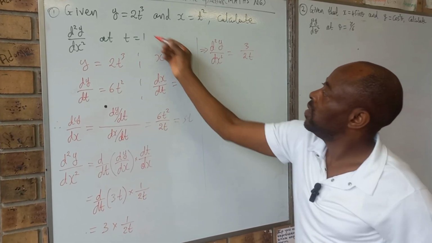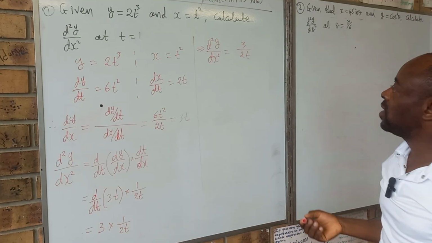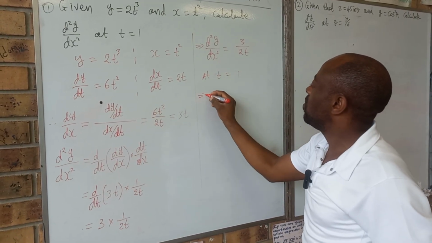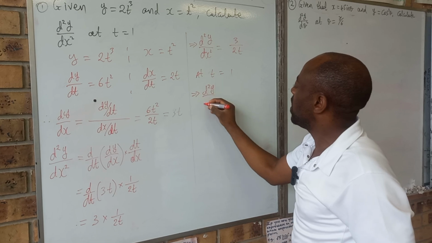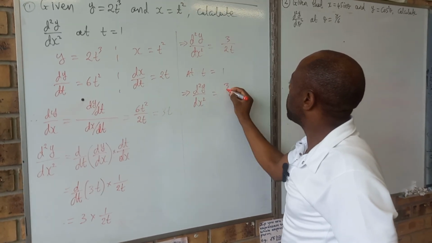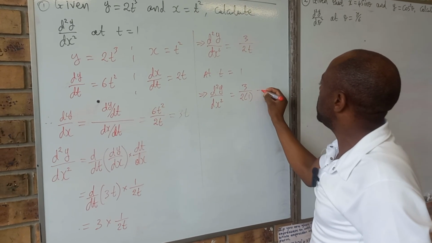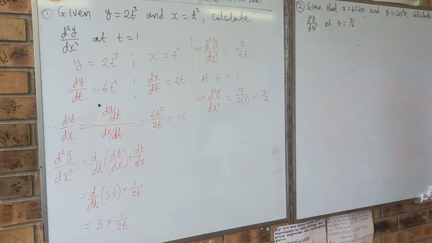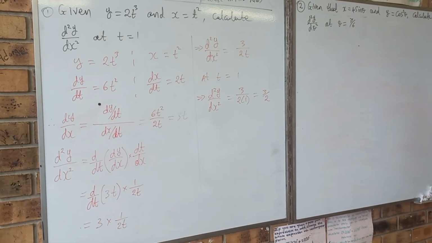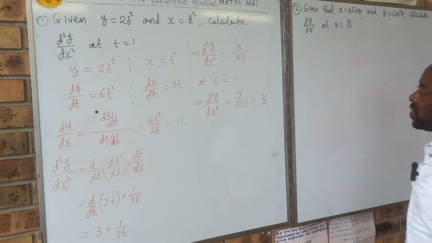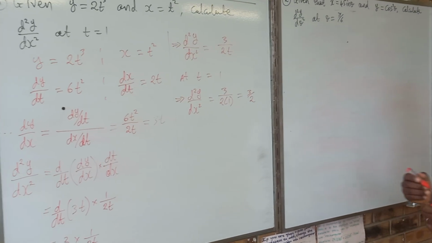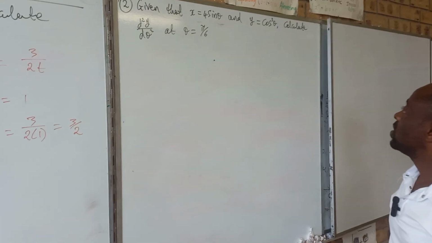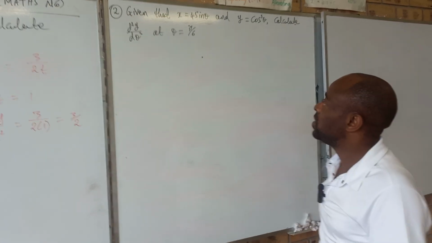So what is left is to get your answer at t equal to 1. So at t equal to 1, my second derivative is simply 3 over 2 into 1, and that gives me 3 over 2. So guys, that's how easy it is to get the second derivative of parametric equations. So that was a very simple problem. Let's now try another one which I guess might be a little bit challenging.